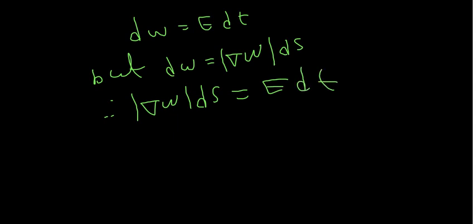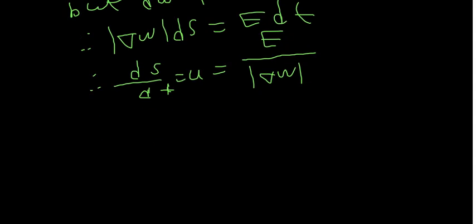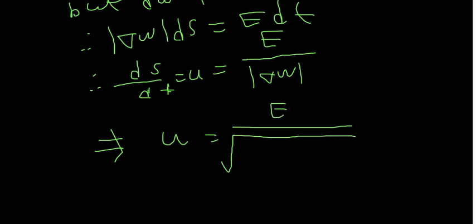Therefore, ds over dt, what we need, which is u, is going to equal E over the gradient of W, which means u is going to equal E over the square root of 2m(E minus V). So far so good.